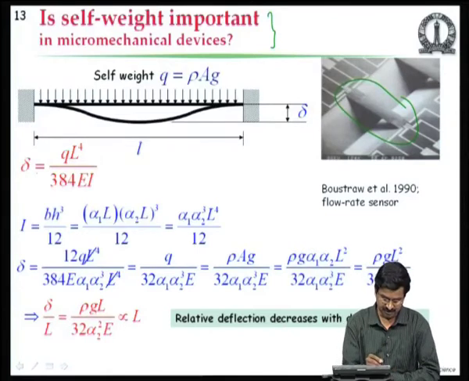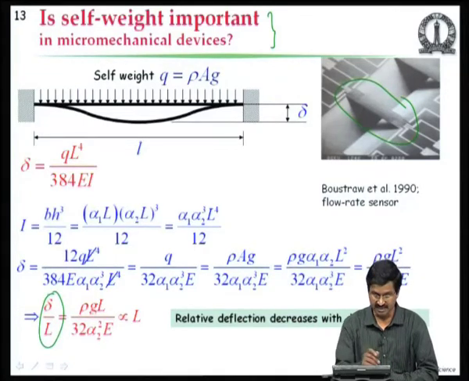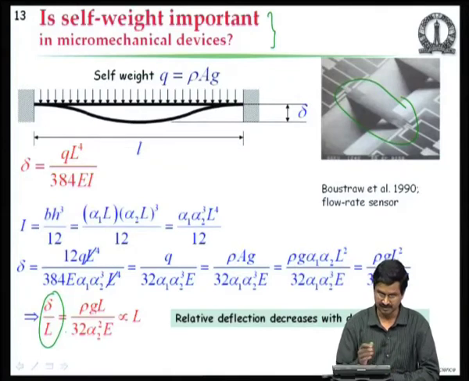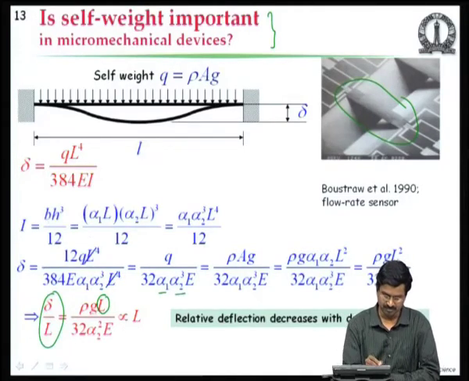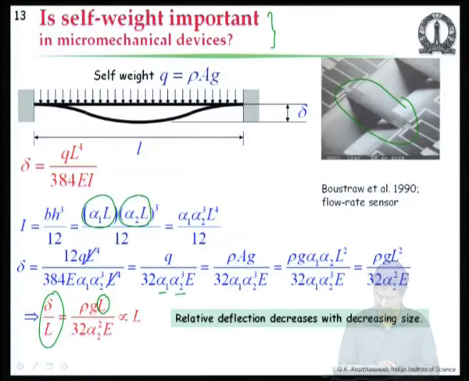So, if I try to get this delta as a relative deflection by dividing it by the size L of the beam here, this is the relative deflection due to its own weight, and we see that it is proportional to L. All others here, alpha 1, alpha 2, are proportionality constants. So, B is alpha 1 times L and H is alpha 2 times L. So, it depends on alpha 1, alpha 2, and finally, we see that relative deflection is proportional to size. That means that relative deflection decreases with size.